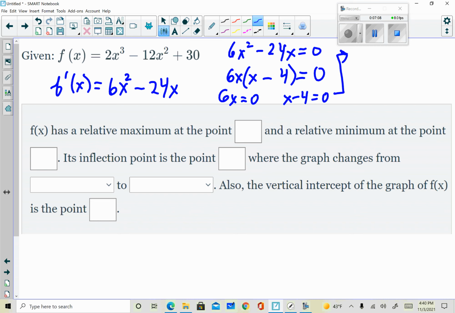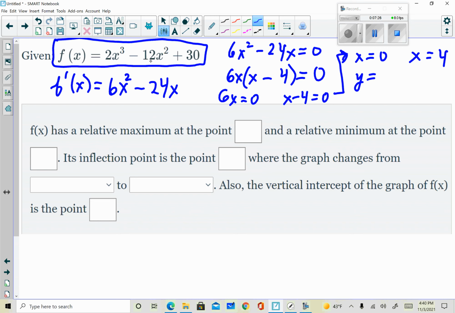6x equals 0 when x equals 0, and x minus 4 equals 0 when x equals 4. When x equals 0, plug 0 in here. F of 0 comes out to be 30. And when you plug 4 into the original, f of 4, 2 times 4 cubed minus 12 times 4 squared plus 30, that comes out to be negative 34. F of x means y.